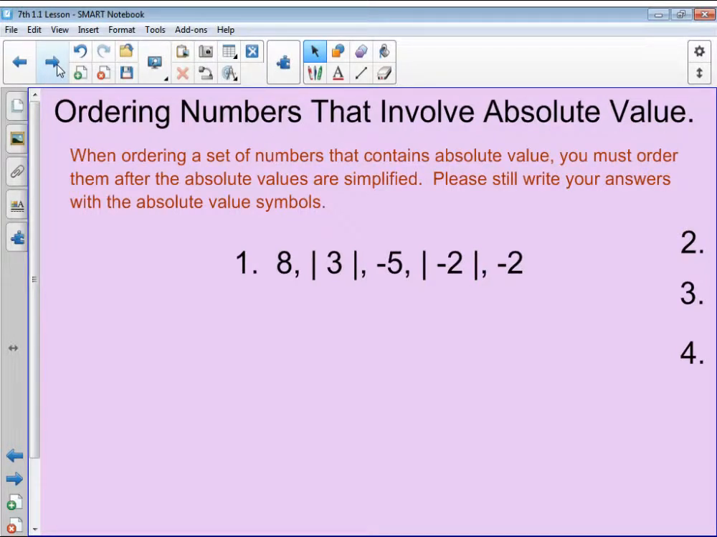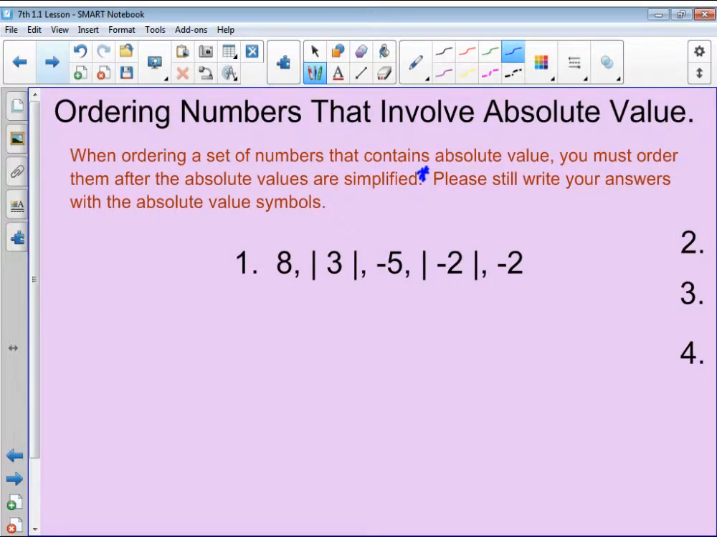So here it says, when ordering a set of numbers that contain absolute value, you must order them after the absolute values are simplified. Please write your answers with the absolute value symbols. And I tend to sometimes make the mistake of writing it without that absolute value in my final answer. So we need to make sure that we remember to do this last part.